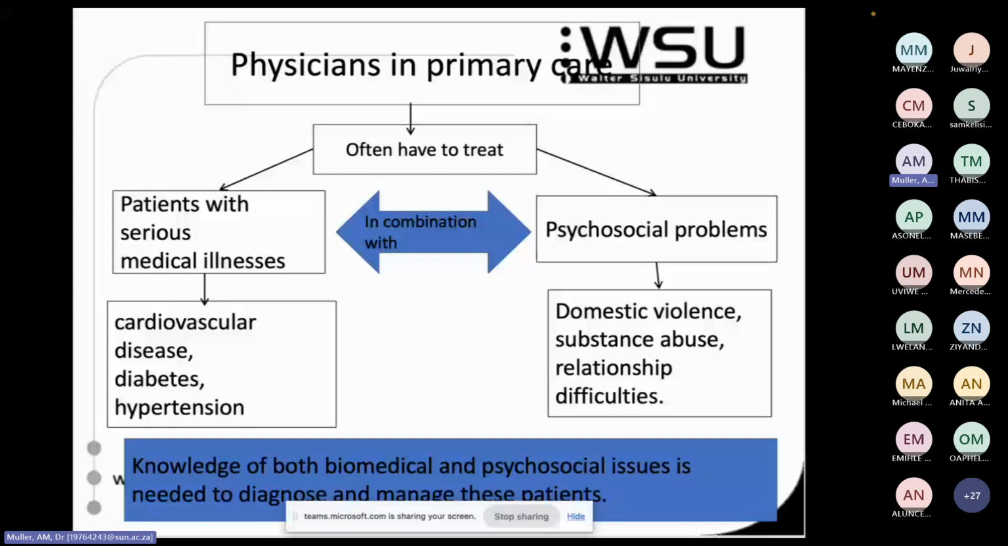So this is one of those things that just shows us how we all integrate that. If you're a physician in primary care, when you are dealing with serious medical illnesses, there are always psychosocial problems that are either making these worse or actually causing these or are complicated by these things. And if you're able to identify and manage your patients' psychosocial problems, you're also going to be better able to manage their medical problems.